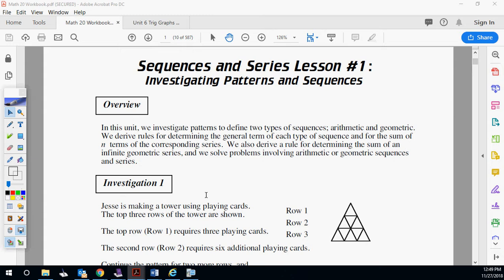So in this unit, we're going to investigate patterns to find two types of sequences: arithmetic and geometric. We derive rules from the general term to each sequence. What's confusing about sequences and series is that everybody gets upset about the general term. The general term is the term which represents the pattern.